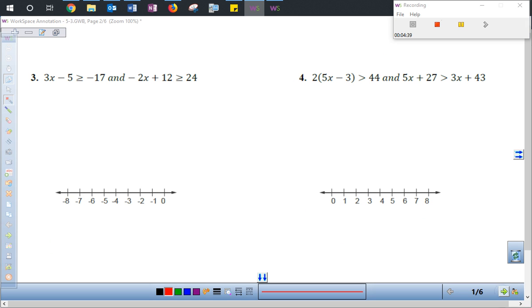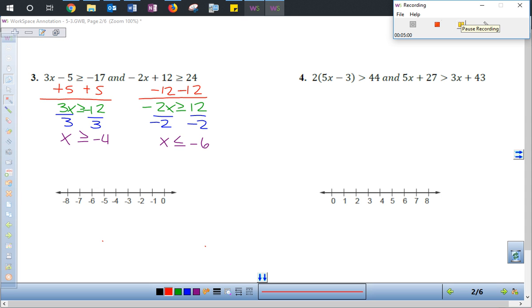So if we go to number 3, I have 3x minus 5 is greater than or equal to negative 17, and negative 2x plus 12 is greater than or equal to 24. So I want to solve each of these inequalities individually. Here's what I'd like you to do. Pause the video and solve those inequalities on your own. Then come back and we'll graph them together.